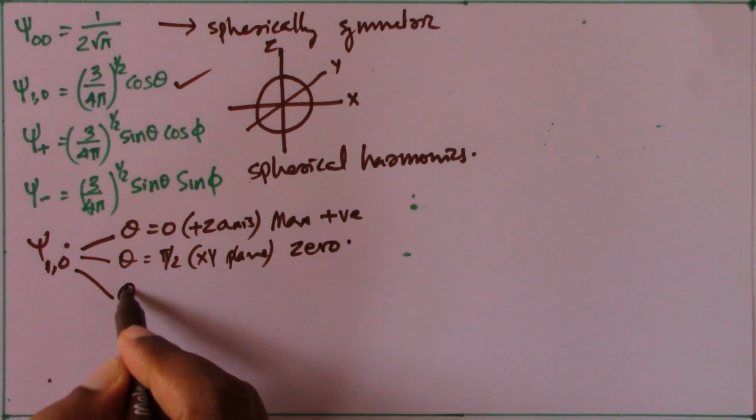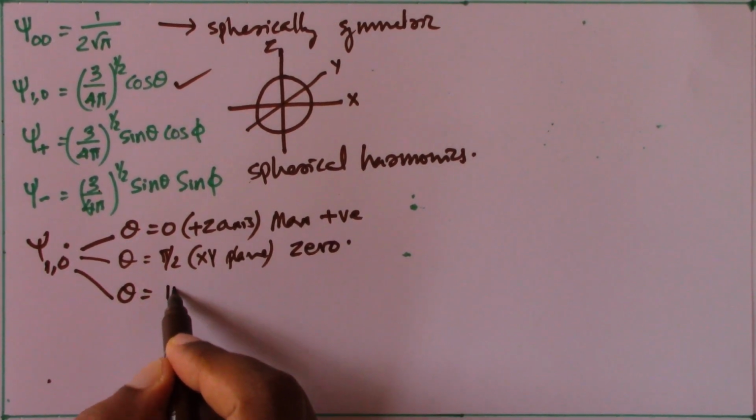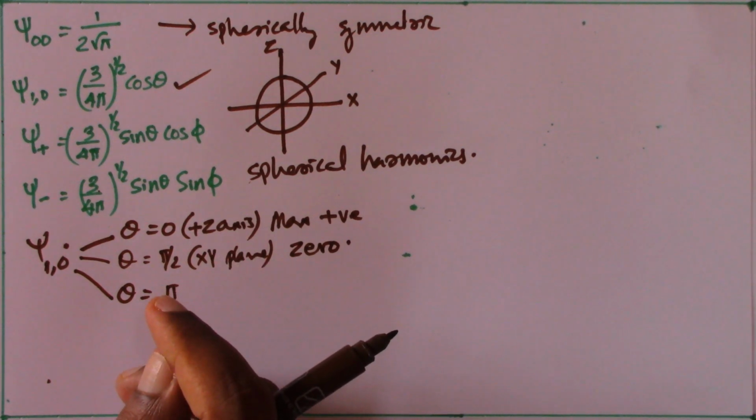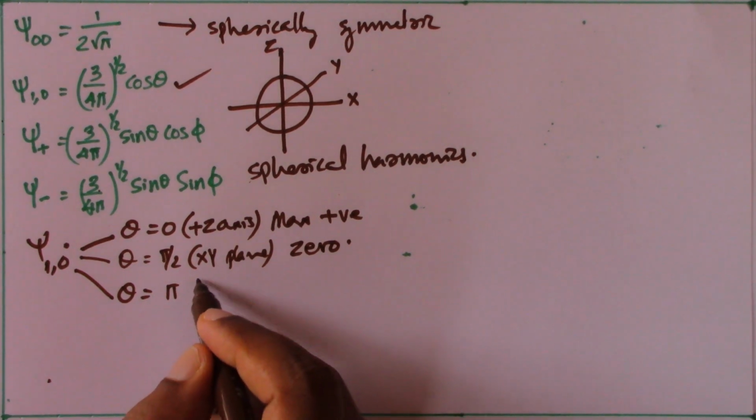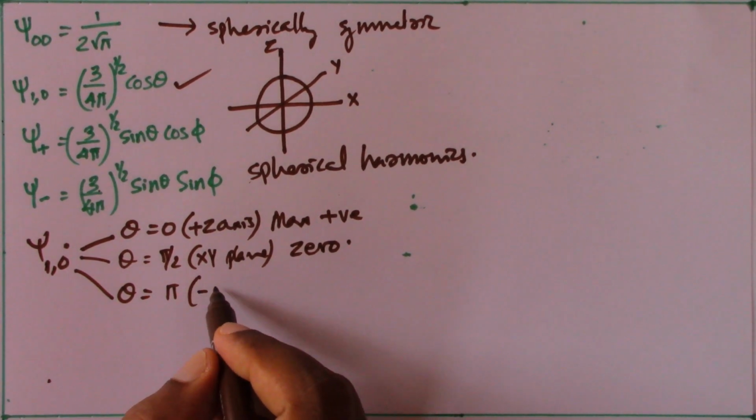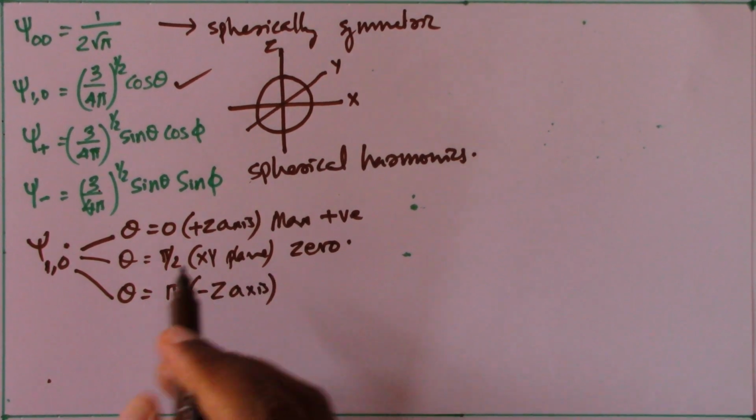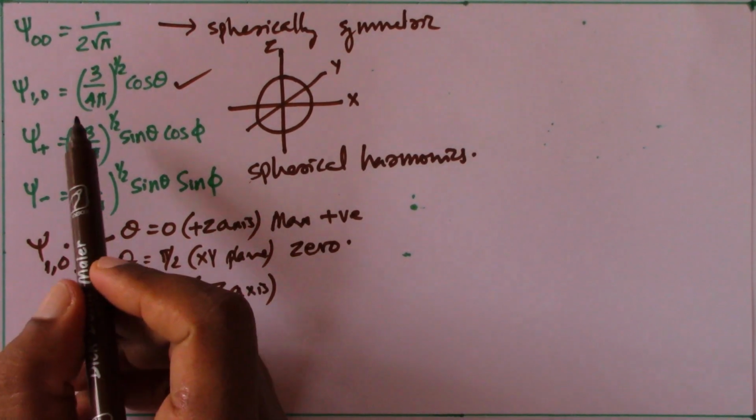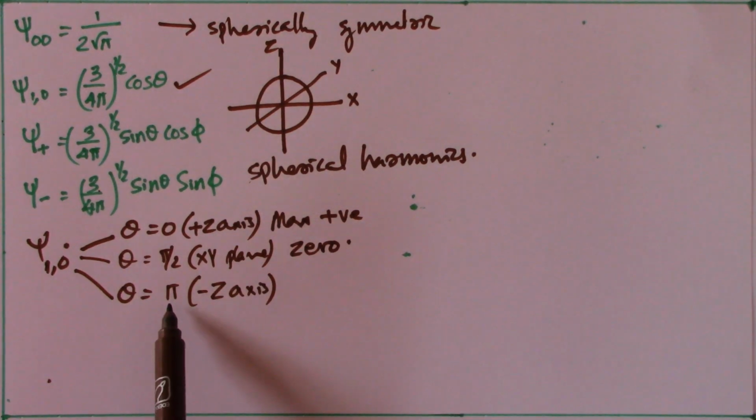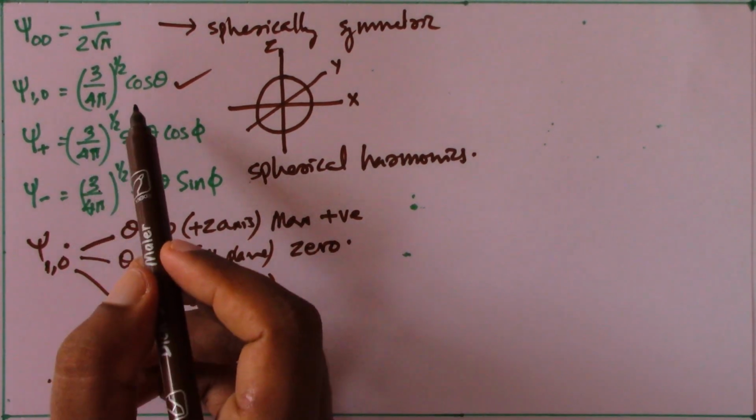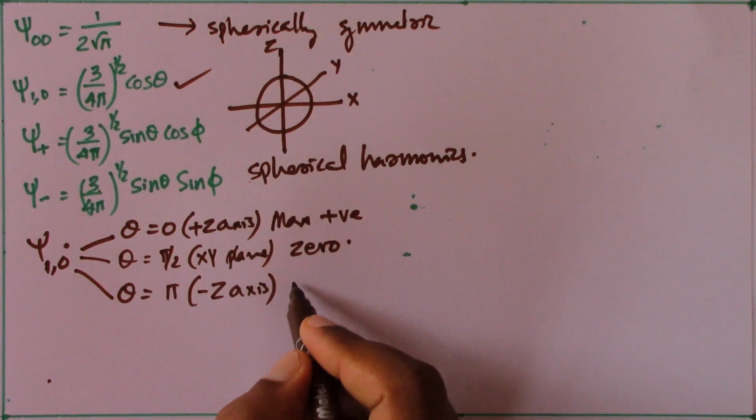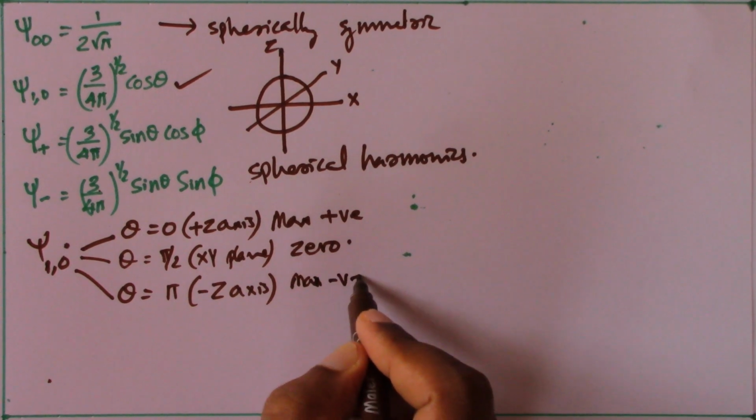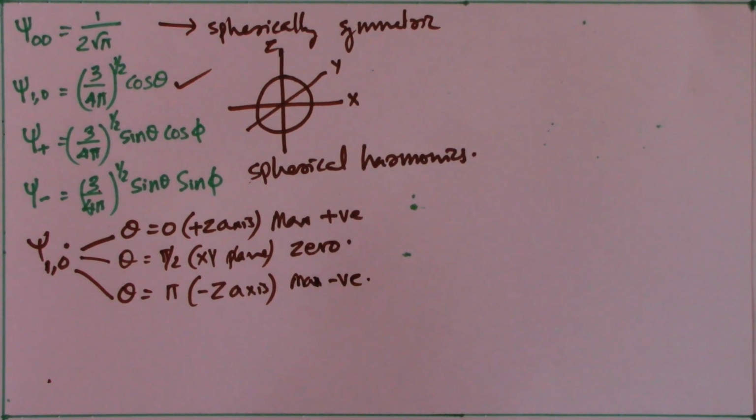And when theta reaches π, that is the maximum value of theta in the polar coordinate system. So when theta is equal to π, it is in the minus z axis, and the function becomes (3/4π)^(1/2) cos π. Cos π is equal to minus 1. So the function becomes minus (3/4π)^(1/2), that is the maximum negative value. So we have seen three situations here.